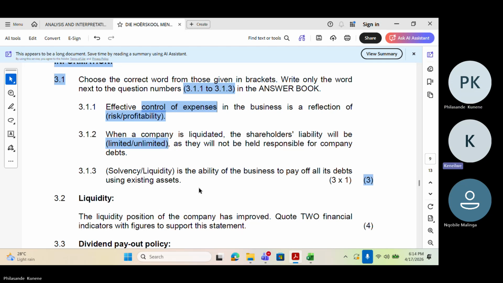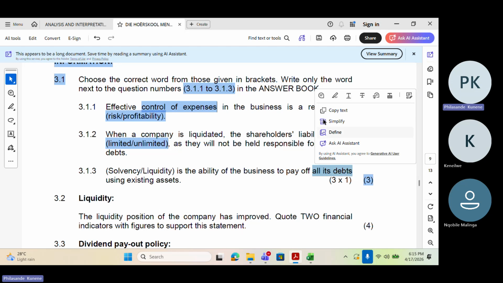Because isn't liquidity like short-term debts? I don't know. No, you're correct. It's just that you don't have confidence in what you're saying, but you're 100% correct. Yes, liquidity only deals with short-term debts, which is correct. Very good on that. Now, this question is more about all debt. It's not only about the short-term debts, but we're talking about both long-term and short-term debt.